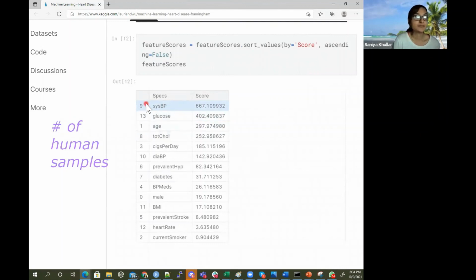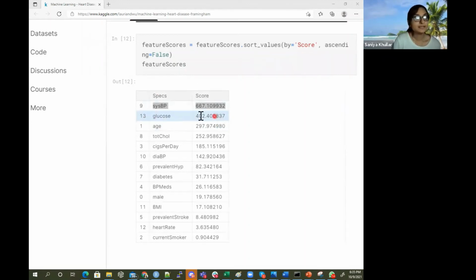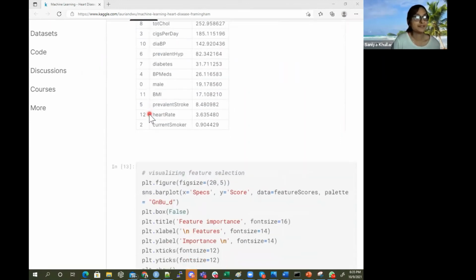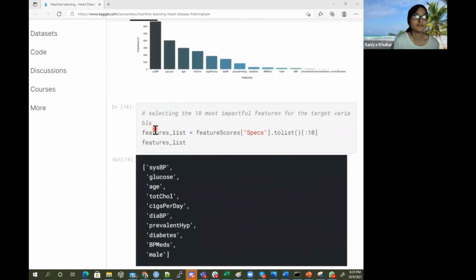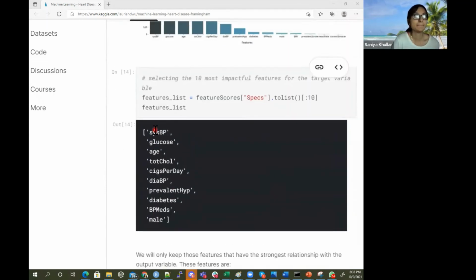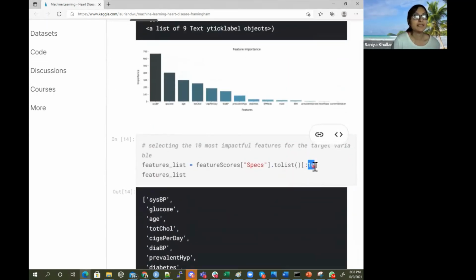So this person's approach, you can choose so many different ways to go about the same question. They are saying systolic blood pressure has the highest score, so I'll go with that. Which one has the second highest score? Based on that, glucose is the second predictor, and so on. And then they're figuring out the feature importance, like which features you want to include in your final model as well.